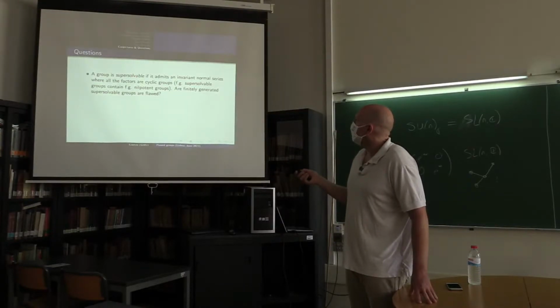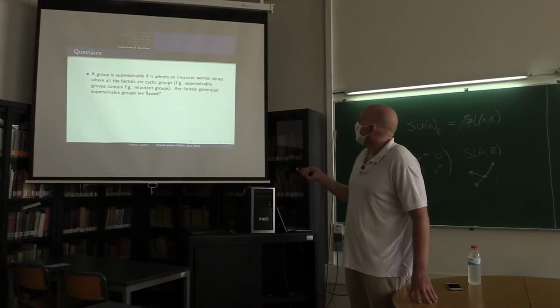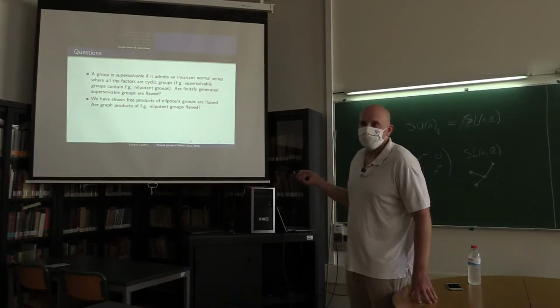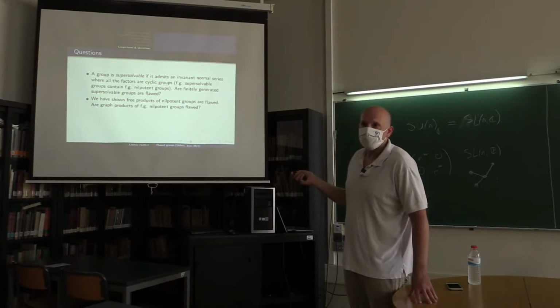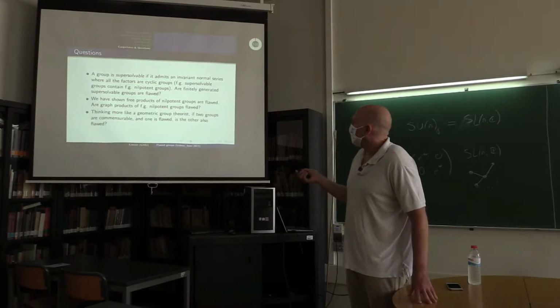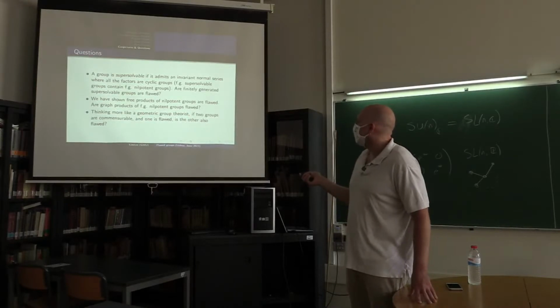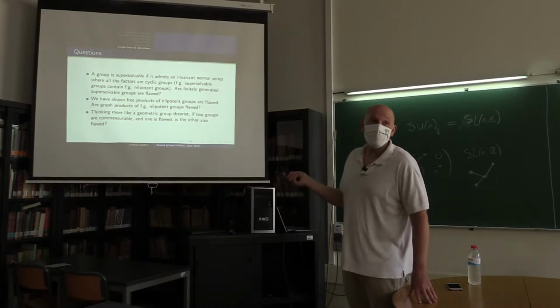Okay, and then if you want to generalize nilpotent groups, you could ask about these so-called supersolvable groups. So are finitely generated supersolvable groups flawed? Another question is, you have free products of nilpotent groups are flawed. What about graph products of nilpotent groups? You can go a little bit more general with it than free products. And lastly, thinking like a geometric group theorist, you can ask the question that I think is pretty hard, but very interesting. If two groups are commensurable and one is flawed, is the other one also flawed?